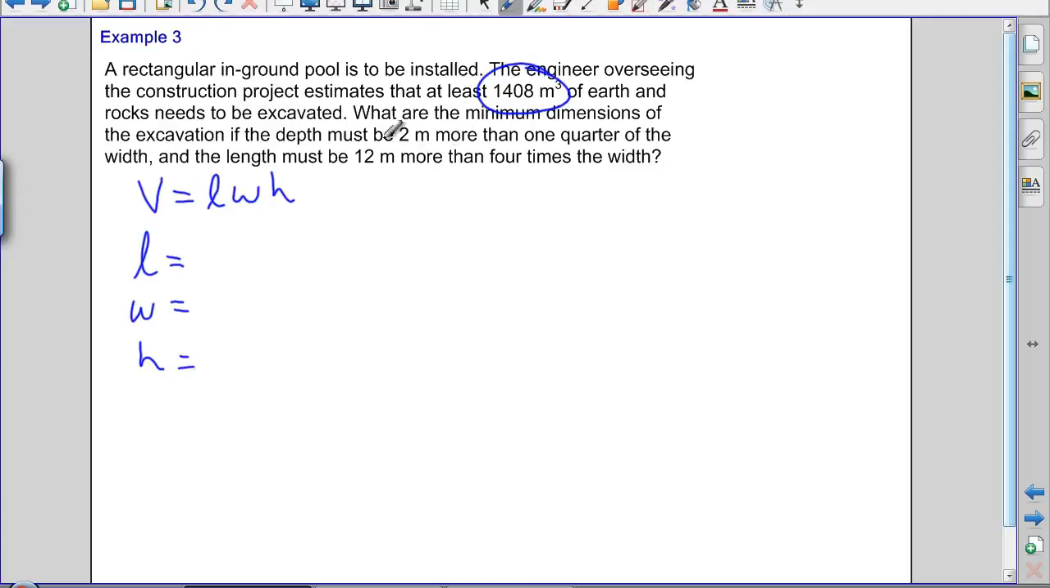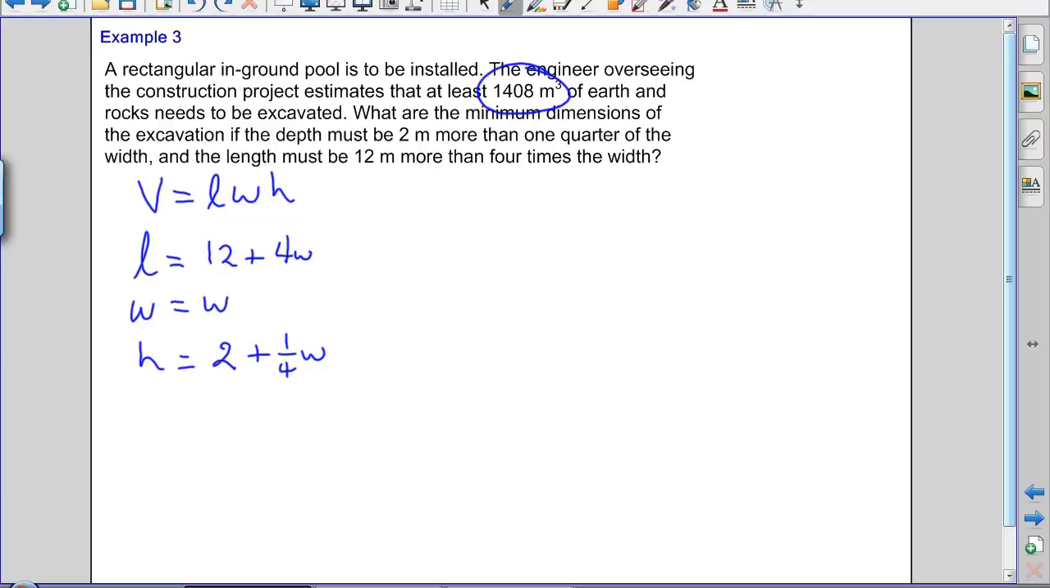As we read through this, it tells us that the depth is based on 2 more than 1/4 of the width. So the depth we're going to call height, so it's 2 more than 1/4 the width. The width is just going to be the width, and the length is going to be 12 more than 4 times the width.